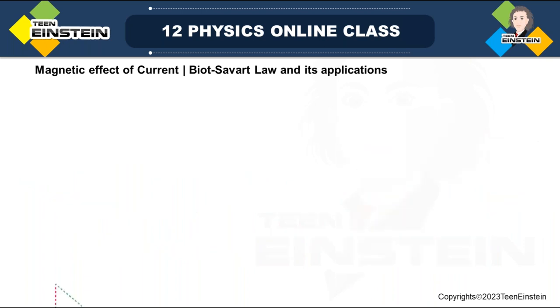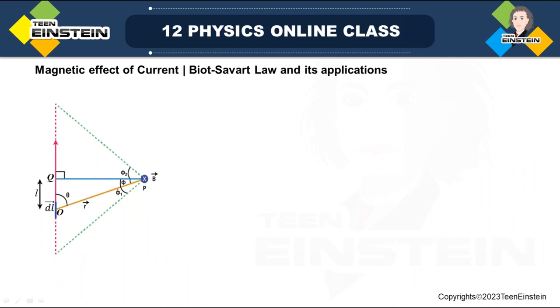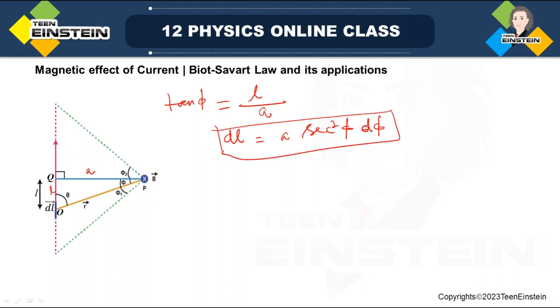Now let us go to the next page, and I have obviously the same figure. See, what is tan phi over here? Perpendicular by base. Perpendicular I can take as L, base I can take as A, so tan phi is L by A. Now I have to find out what is dl. L is A tan phi, so if I take the derivative, dl is a sec square phi d phi. We have almost got everything.